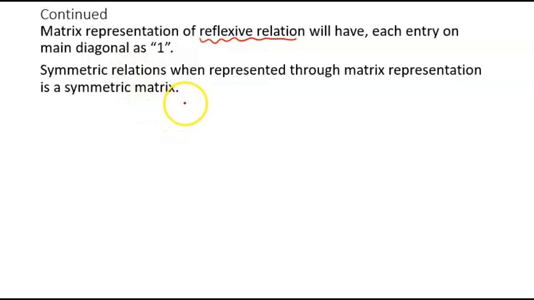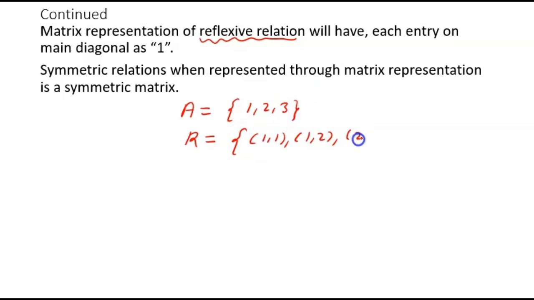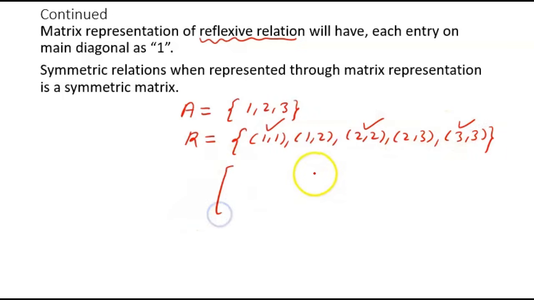Because when I am talking about a reflexive relation over a set A, suppose we have a set A with elements 1, 2, 3, and on this I define a reflexive relation. Suppose I take 1, 1, 1, 2 and 2, 2, and then 2, 3, and then 3, 3. Now this relation is reflexive because I have 1, 1 here, 2, 2 here and 3, 3 here. If I have to write its matrix representation, I will write 1, 2, 3 and here I will write 1, 2, 3.